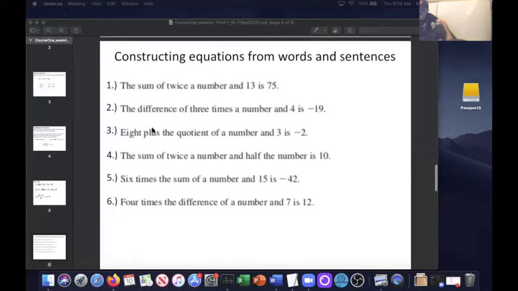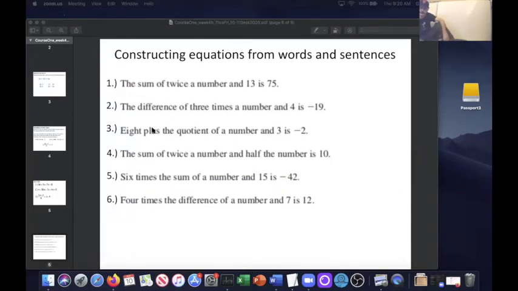Words and sentences into equations. Okay, now these are not going to be extremely complicated equations, but it can be difficult going from the verbal side of your brain to the numerical side of your brain. Sometimes they don't communicate with each other, right? And that's just how it is.